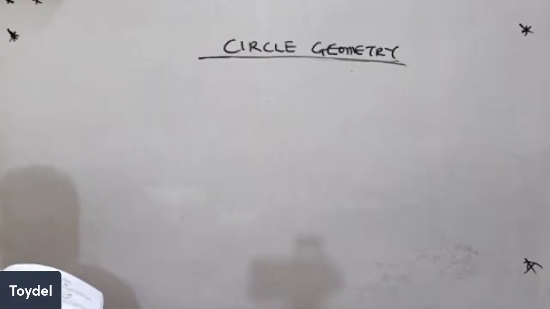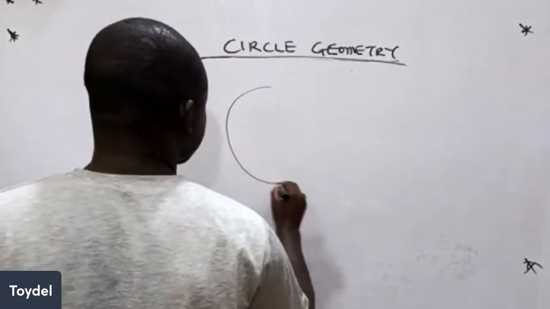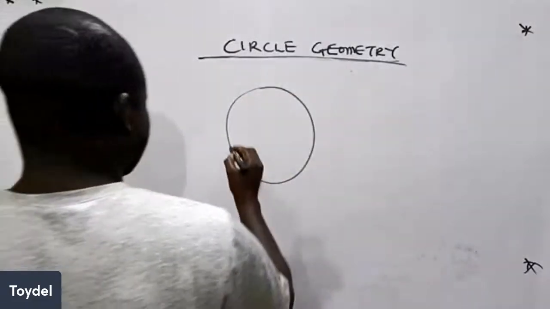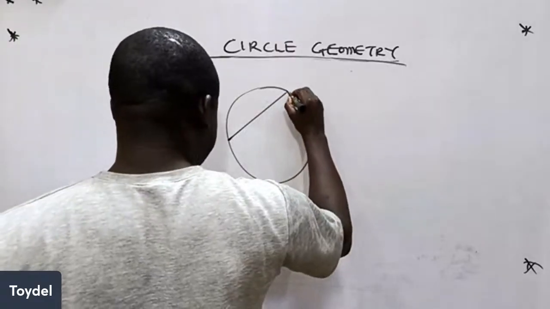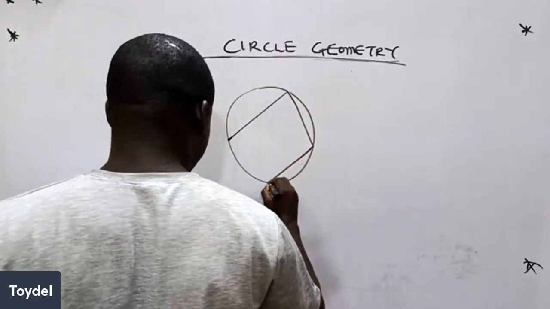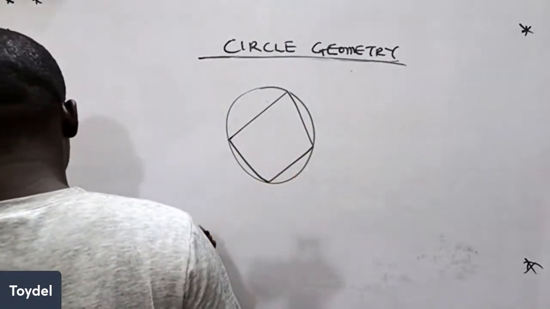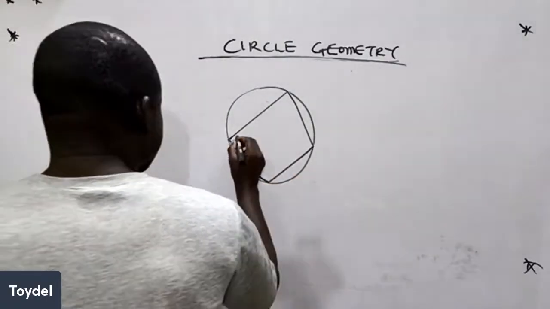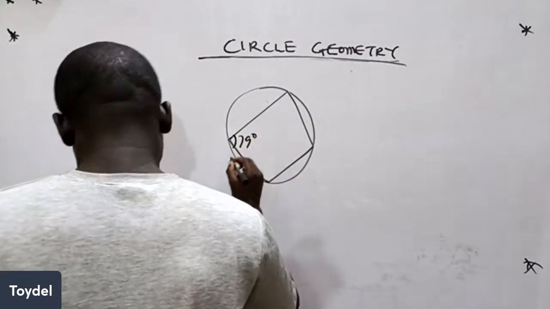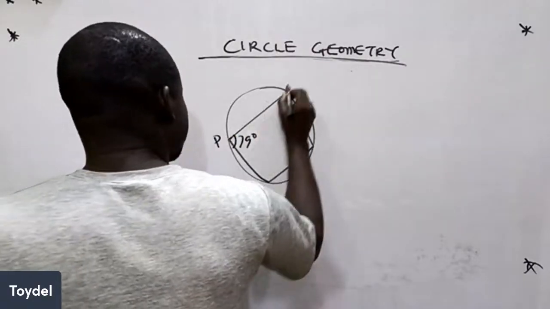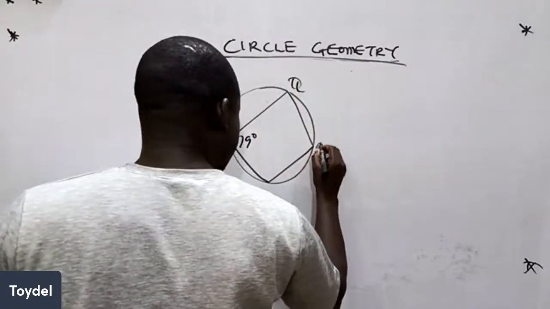Okay, this is another question. Look at this question now. This is a question on cyclic quadrilateral. Let's know the difference. In the case of a cyclic quadrilateral, all the four vertices must touch the circle. So it's different from the previous problem that we solved. Here is 79 degrees. So this place is P, Q, R, S.